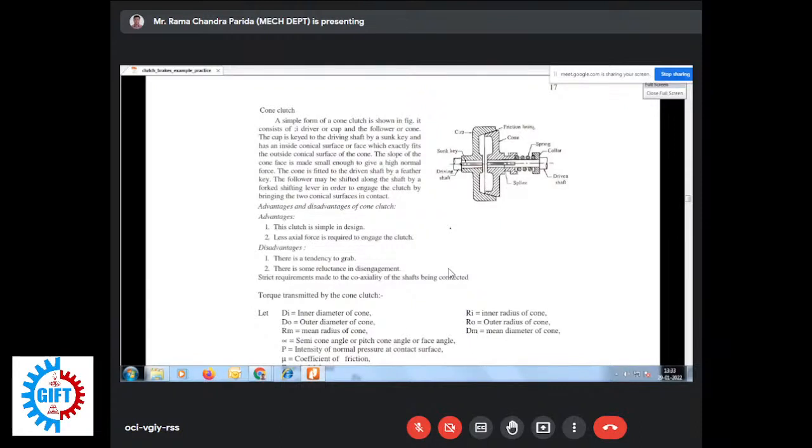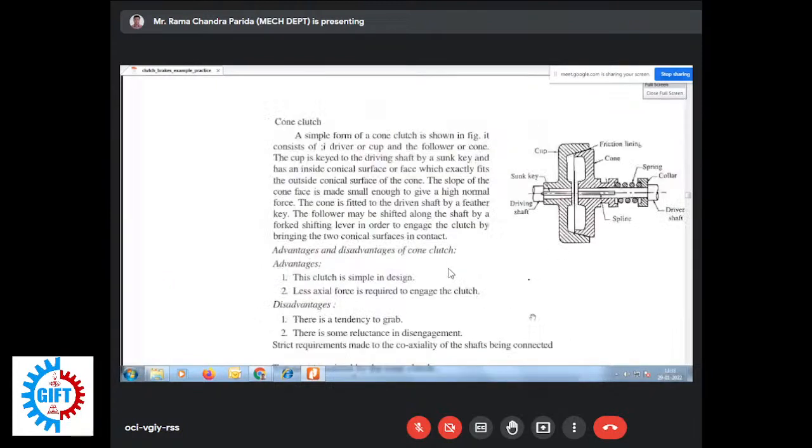So a simple form of cone clutch is as shown in the figure here. It consists of a driver. Driver you can able to find. Another one is a cup, driver or cup. You can see there is a cup shaped part is there. Another is a cone shaped part is there. Hence its name is cone clutch. Driving. Are you able to see the diagram or not?